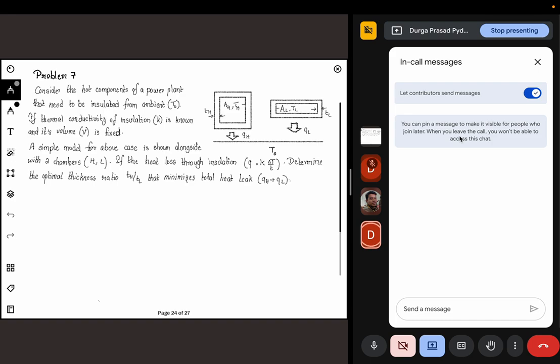This is a slightly different problem. How familiar are you with optimization? Minimizing something or maximizing something.